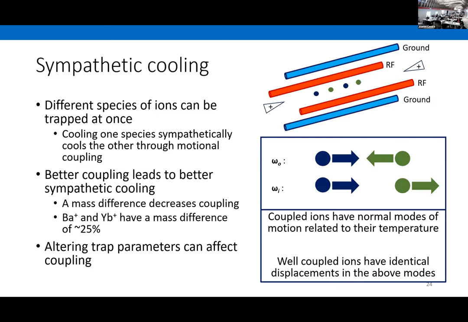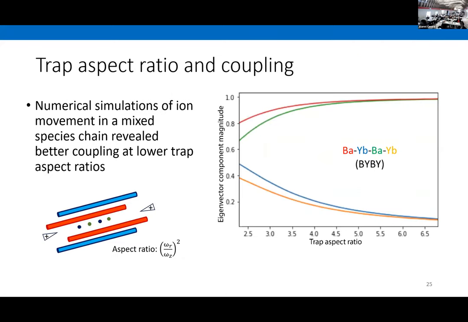Here you can see what I mean by the coupled motion of the system. For example, if you have two ions of different types which are trapped, they can be moving together in the trap or opposite of each other. If you have ideal coupling in this system, you'd expect both of those ions to be moving equal amounts as they go through their oscillations. Here we have some numerical simulations of the motion of these different ions within the trap for a chain of barium and ytterbium ions. You can see that the barium ions are moving much more than the ytterbium ions are. But at lower trap aspect ratios, they become better coupled and their motions become more even.